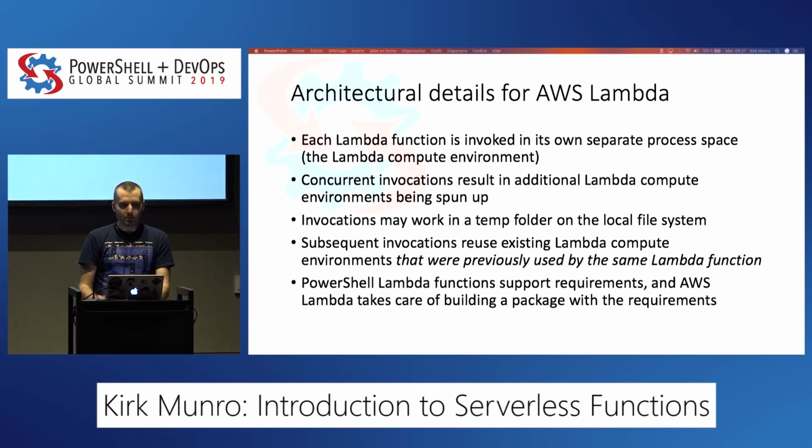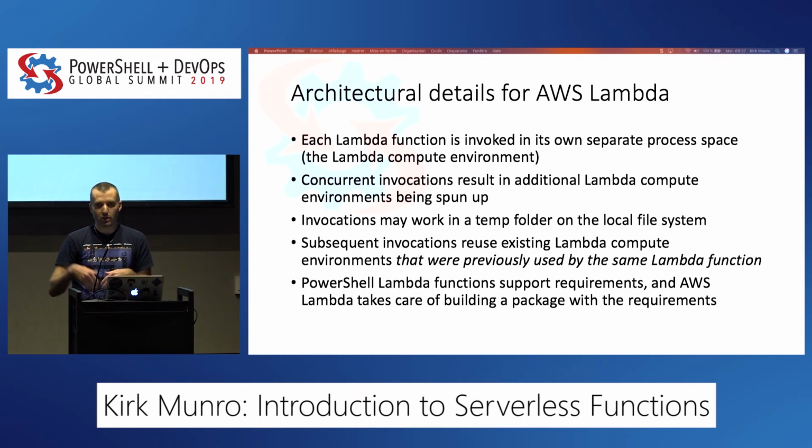Lambda. So with Lambda, there are fewer architectural details. I just went through like four slides talking about the Azure Functions stuff. When I get into AWS Lambda, there are fewer details you need to be concerned about because in Lambda's implementation, they do use separate process space. Every Lambda function that you invoke is in its own separate process, which they refer to as a Lambda compute environment. So that's great. You've got process level isolation.